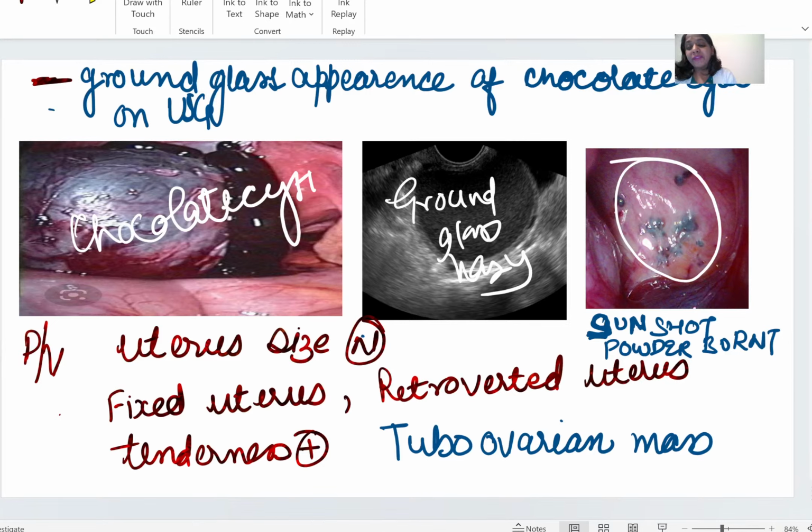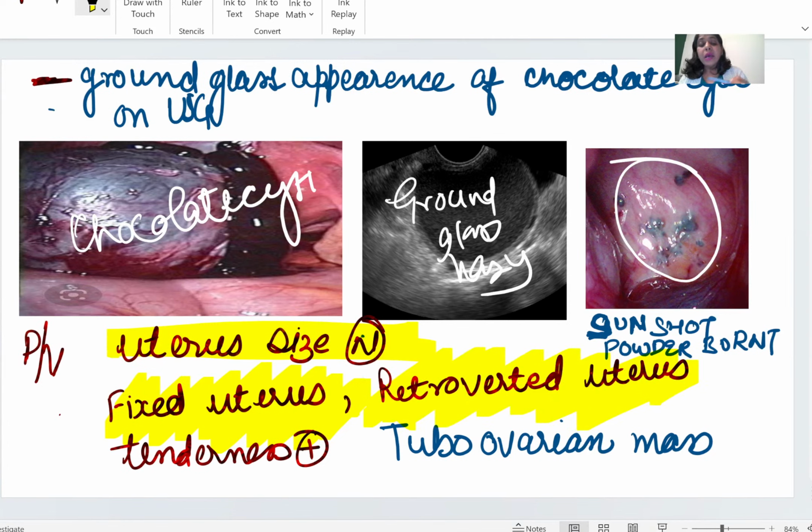Okay, what is the PV finding of endometriosis? The uterus size is normal. This is very important, because in all other hyperestrogenic conditions, we will see that the uterus size is not normal. In endometriosis, because the endometrial tissue has gone outside the uterus, the uterus size is normal. Okay, and there is a fixed uterus, or you can say a retroverted uterus felt on PV.